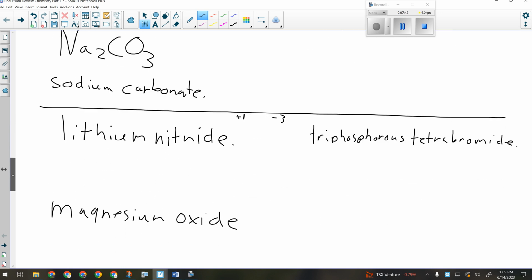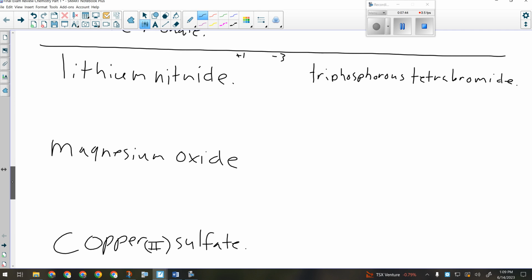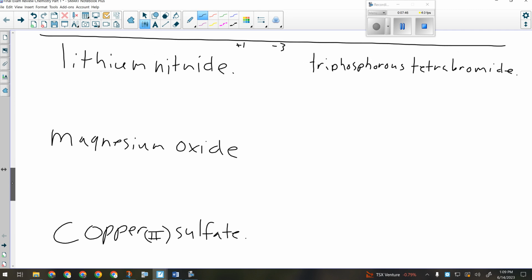Okay, let's go the other way. Let's have a look at these. So, lithium nitride, ionic or molecular? It's ionic. Lithium is a metal. So when I'm writing the formula for an ionic compound, I write the formula for the metal and its charge, +1, and nitrogen and its charge, -3, and then I drop and swap, Li3N.